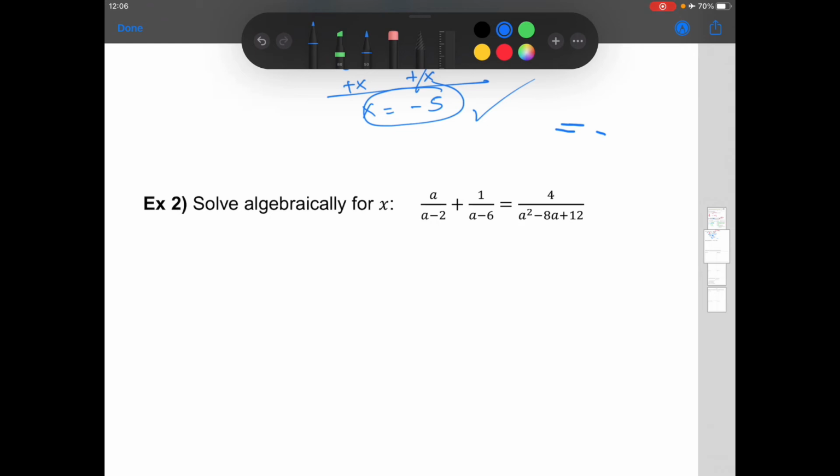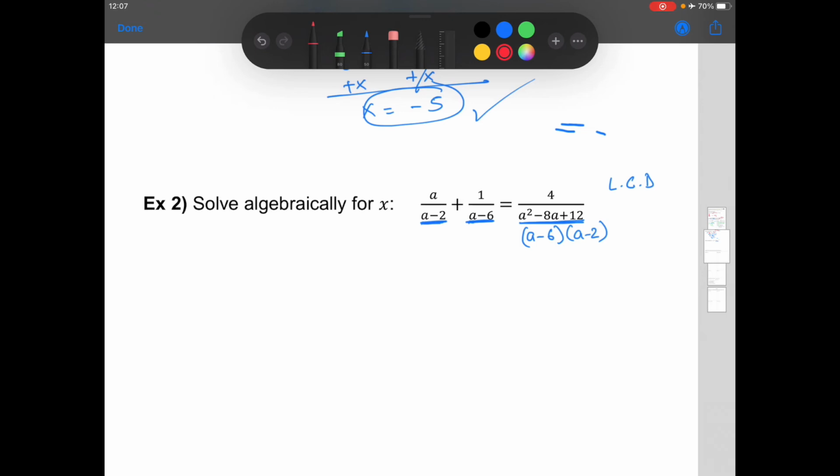So the first step to do is find the LCM, right? That's what I've been telling you. Before you find the LCM, you want to make sure that all of your denominators are in factored form. I can't really factor anything from here. A minus 6, I cannot. But how about this one? I can. This can be factored to what? AC method. So it'll be A minus 6 and A minus 2, right? Two numbers that add to -8 and multiply to 12.